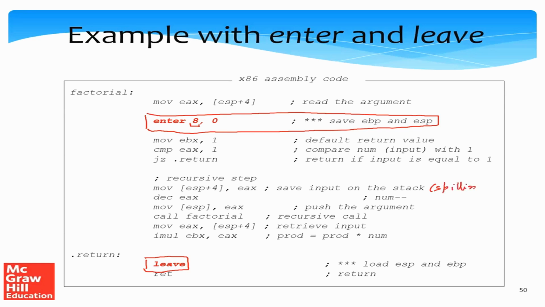So we know that the callee will change it. We are pretty much spilling it. And then decrementing EAX and pushing the argument, calling the function. All of this is fine. And at the end, we call the leave instruction, whose only job is to load or, well, instead of load, maybe the word restore would be better. So restore ESP and EBP.